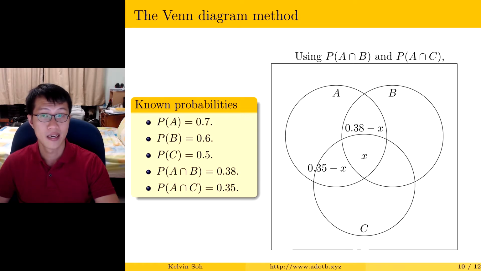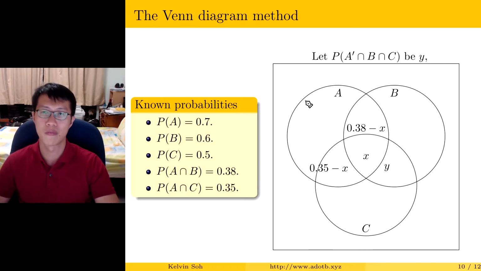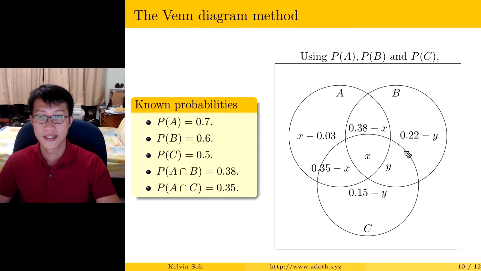Unfortunately, we do not know the probability of B intersect C. So for this region, we are left with another unknown. So we have to introduce a new unknown y. Next, we will use the fact that P(A) is 0.7. So the entire circle here is 0.7. So taking 0.7 minus (0.38 minus x), and minus (0.35 minus x) will get us the value of x minus 0.03. You should verify this value on your own.